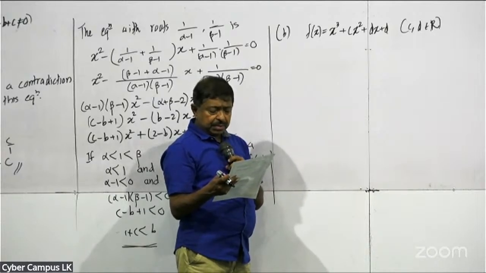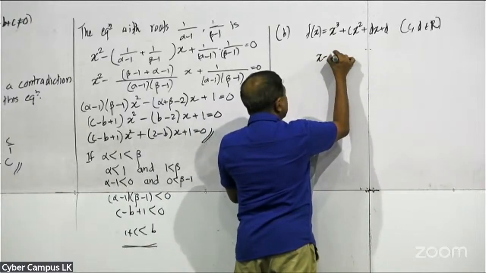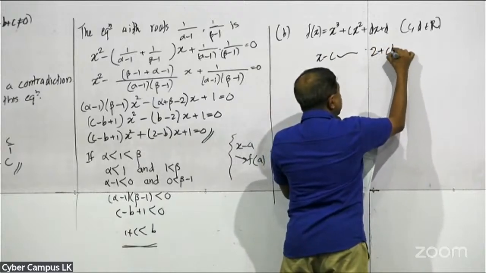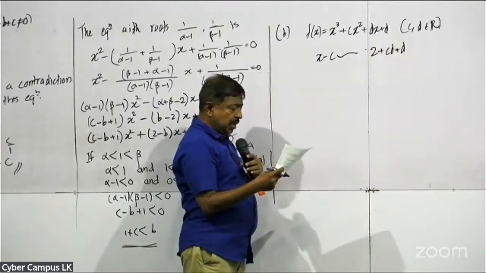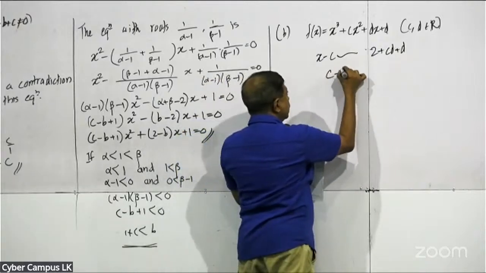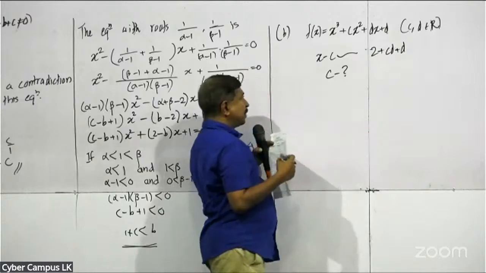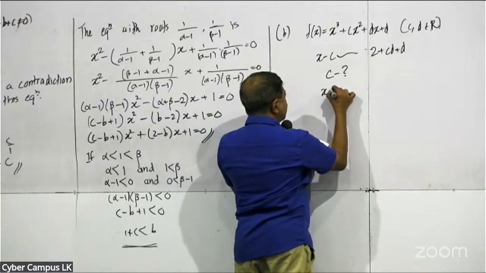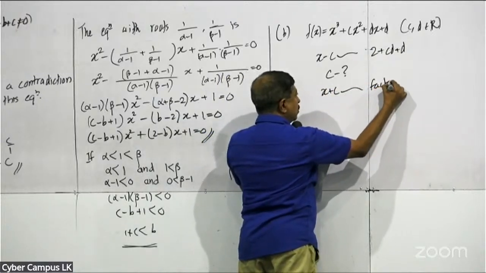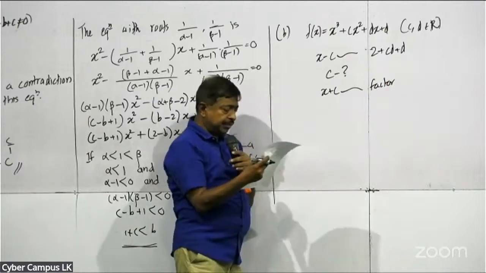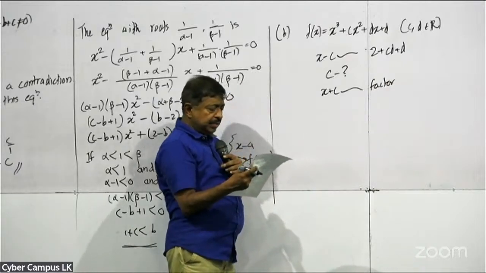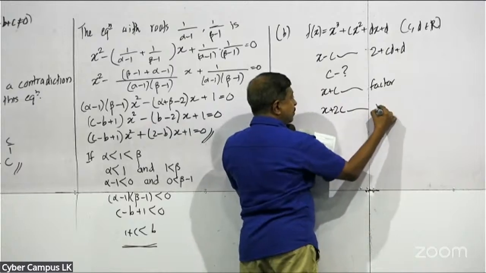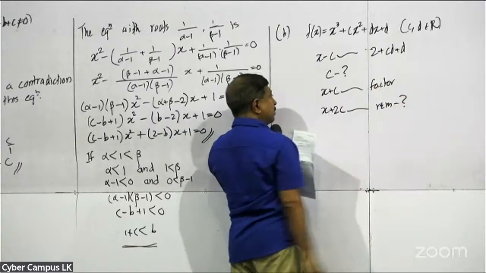When f(x) is divided by x minus c, the remainder is given as 2 plus cd plus d. And we need to find c. This is the data, and this is what we need to find. Then there's another thing given. We have to show that x plus c is a factor of f(x). Then we have to find the remainder when f(x) is divided by x plus 2c.